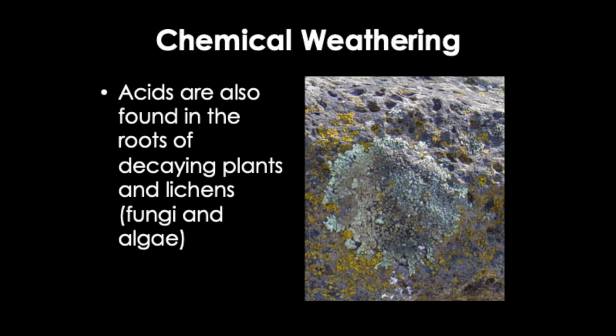In addition, we also have chemical weathering from acids that are found within roots of plants and also within lichen. As shown in this picture, that's lichen on a rock, and as it sends its root system into the rock, the acid will actually break down the rock.